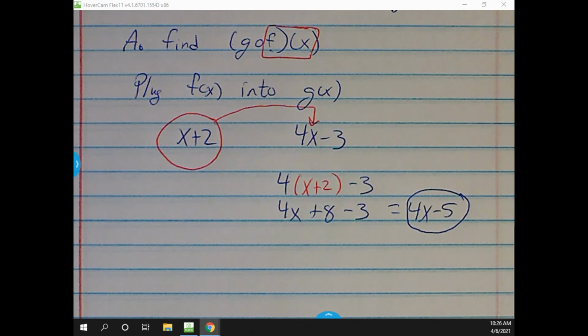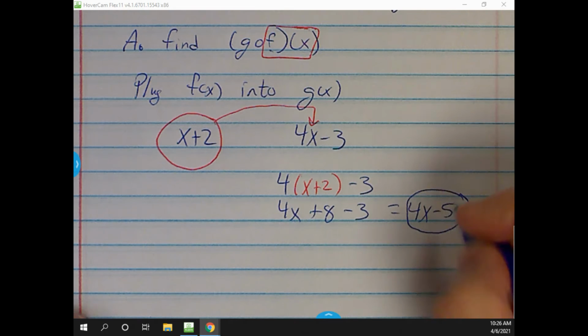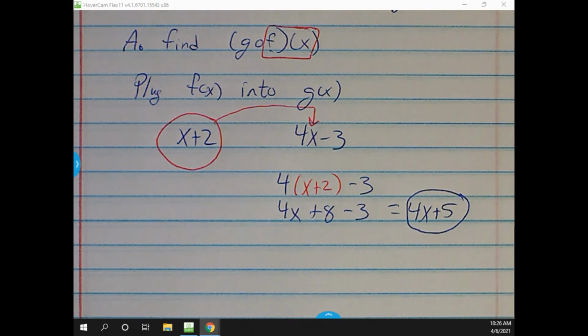Okay, so when they're talking about these questions. What would it be, minus 5? Oh, I'm sorry, plus 5. Thank you. Sorry about that. 4x plus 5. Sorry, I wasn't paying attention there.